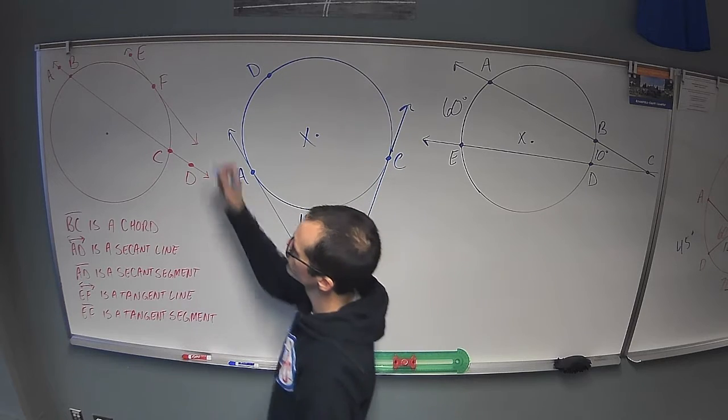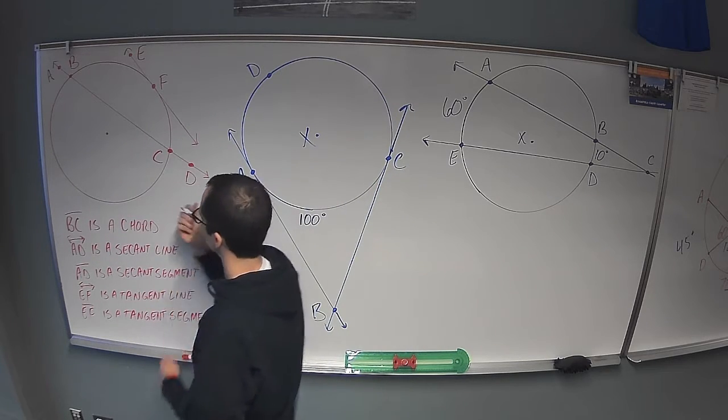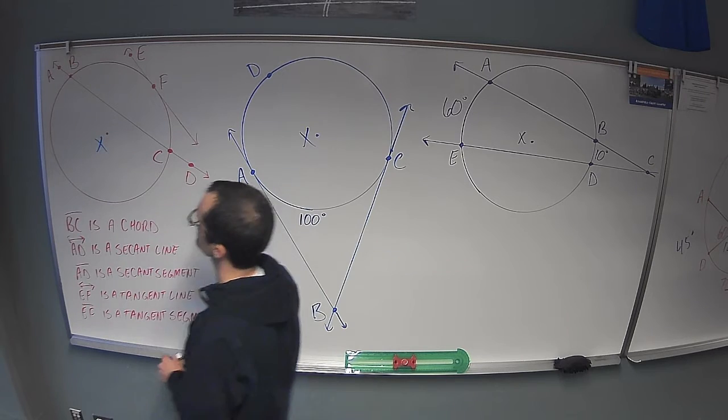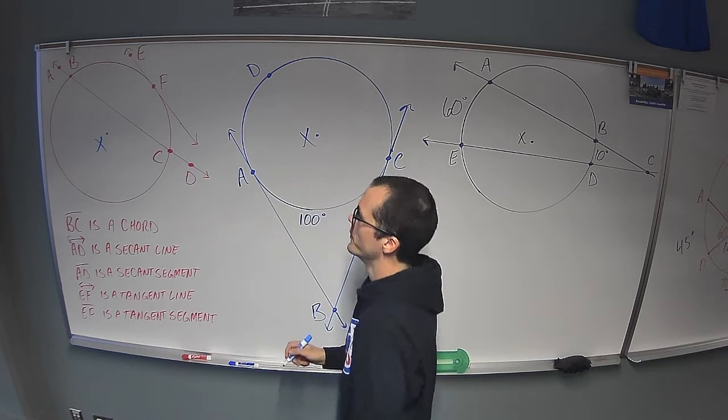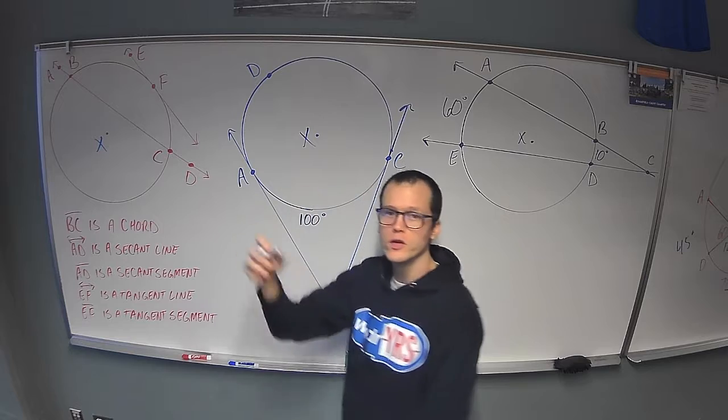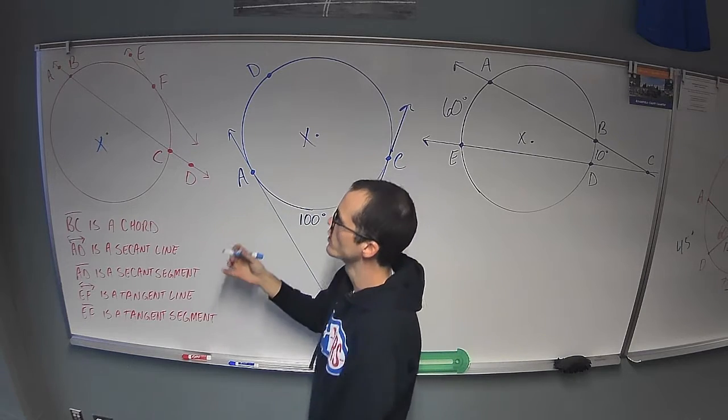Here in red, we have a circle. It's centered right here. It didn't give it a name. Let's call it circle X. And we have some lines going through it. Some of these lines we're familiar with. Some of them might be some new terms. Let's make sure we're dialed in here.